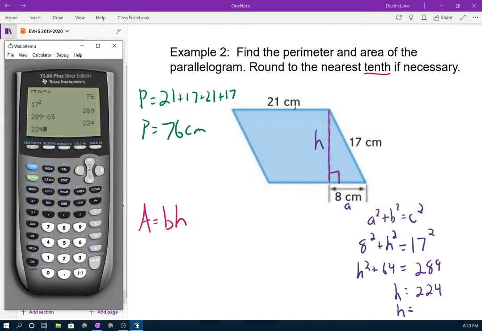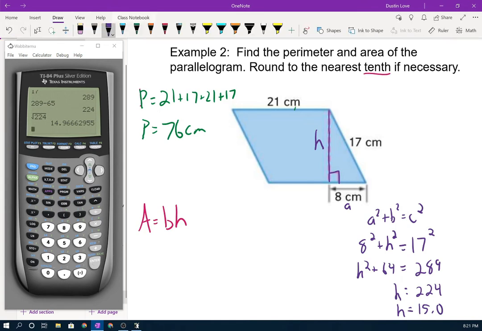Now the square root of 224 is 14.96, which is going to round up to 15.0. So now let's go ahead and plug this in.